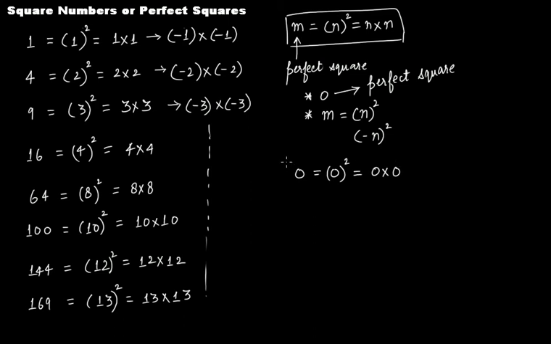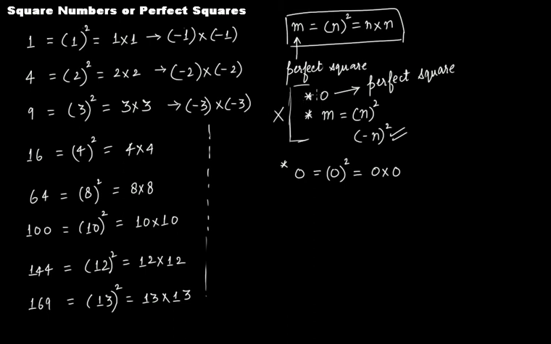Now, those who consider 0 as a perfect square, for them actually even this one is also correct. That is, we can write 1 as minus 1 times minus 1. We can write 4 as minus 2 times minus 2, and so on and so forth. That is, for them this is also correct. This is also correct, and this is also correct. But some mathematicians, a few mathematicians, they think that this is actually wrong. They think that this is wrong.